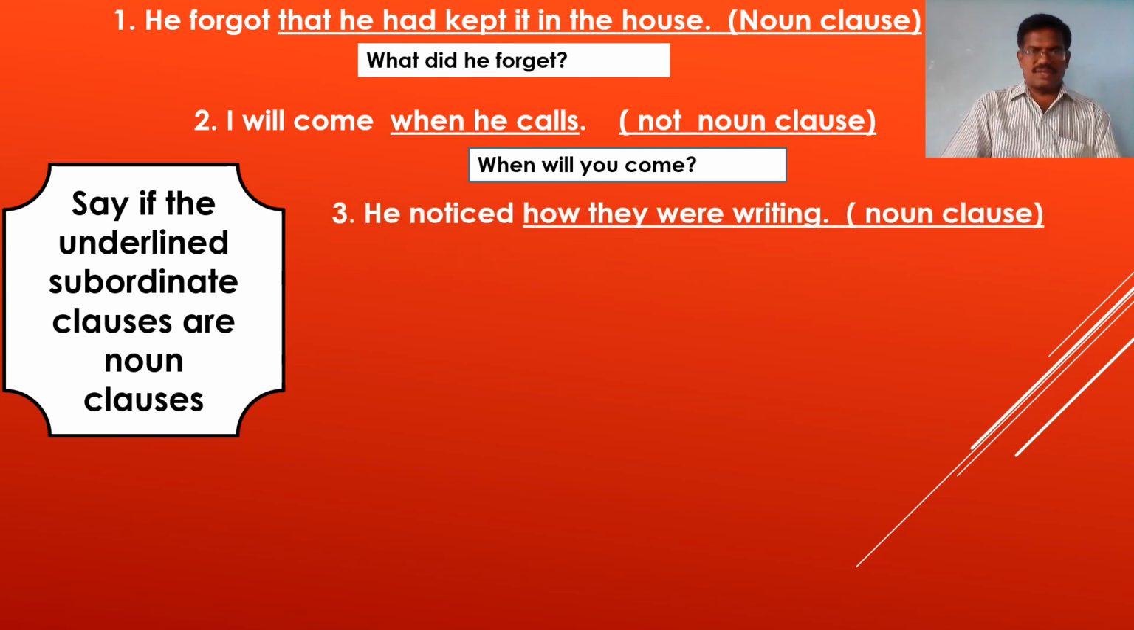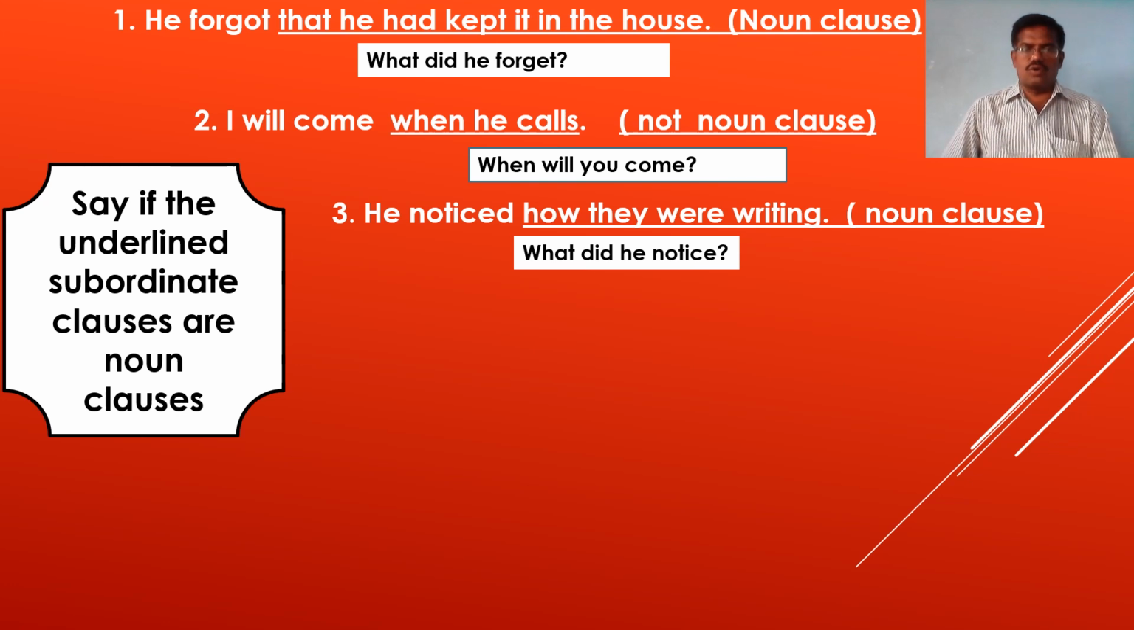And example number 3, he noticed how they were writing. Here the underlined subordinate clause, how they were writing, will be the noun clause because it answers the question word what. So whenever you ask the question, he noticed what, or what did he notice, the answer will be how they were writing. So how they were writing will be the noun clause.